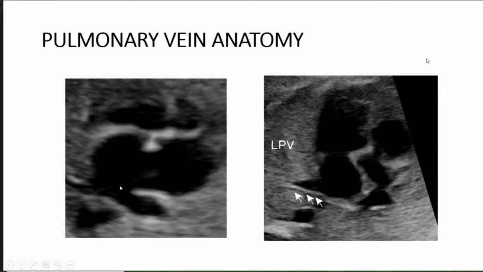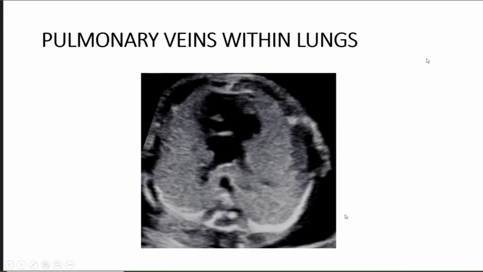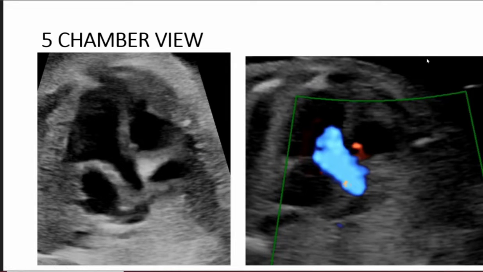Pulmonary veins are 4 in number, and only the 2 inferior pulmonary veins can be visualized in a 4-chamber view. And you can see the right pulmonary vein, left pulmonary vein entering into the left atrium. That's the left pulmonary vein, and that's the right pulmonary vein entering into the left atrium. And we can follow the pulmonary veins deeper into lungs and make sure that there is no PAPVC or TAPVC, which is anomalous pulmonary venous drainage types.